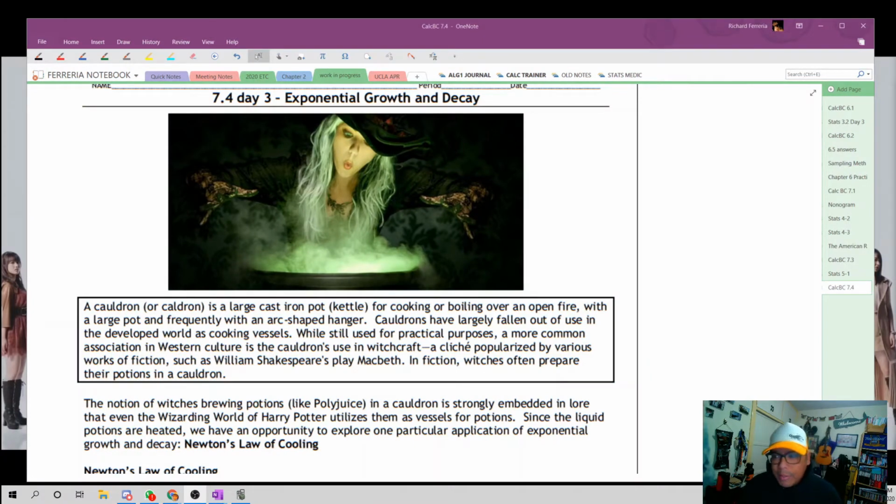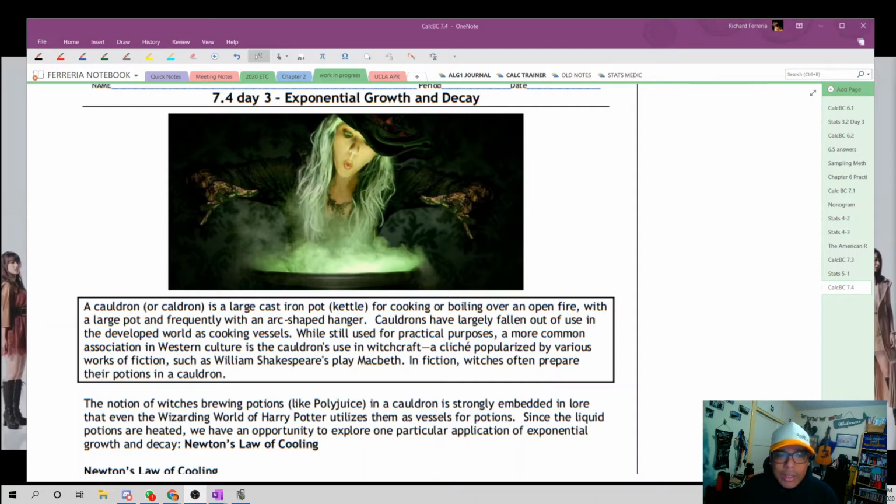Over here we have some stuff about a cauldron, and the cauldron is obviously where our witches brew their potions, keeping with our hit witches and Harry Potter theme here on chapter 7. And that kind of gives us a clue about what we're talking about.